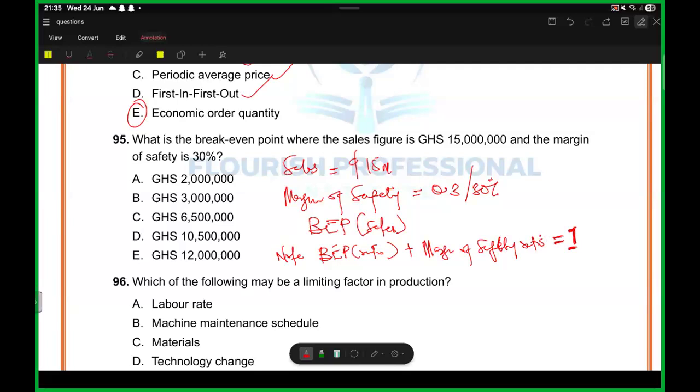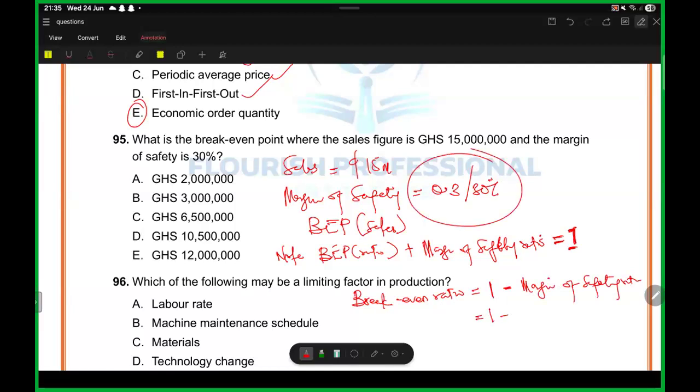And here we are told that, so this is how I'll write the formula. I can write that the break-even ratio is equal to 1 minus the margin of safety ratio. So we have 1 minus the margin of safety ratio, which we are given as 0.3. So that means the break-even ratio is 0.7.